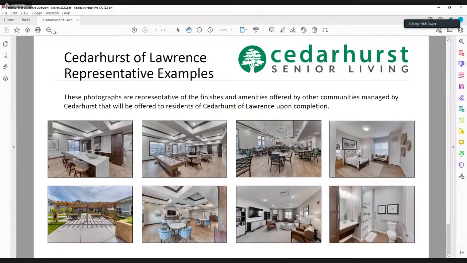And these are pictures of facilities that we've built the last several years, just to give you a taste of the level of quality of the interior of the facility and the apartments, as well as some of the outdoor spaces. We take a lot of pride in our facilities and the quality of the construction.